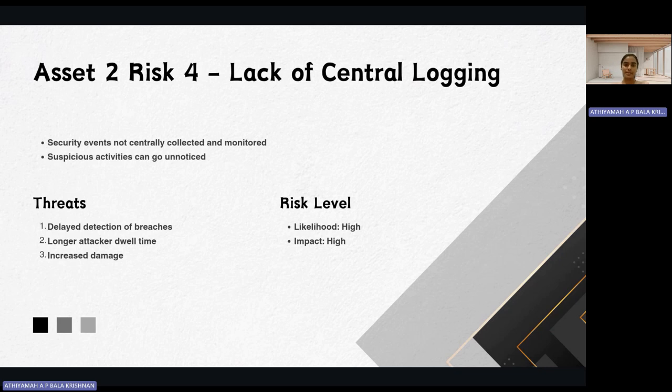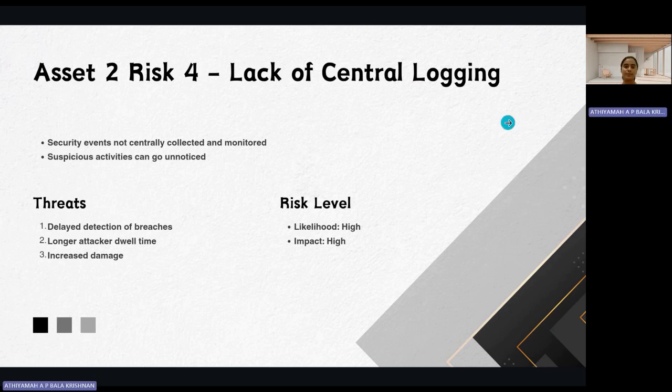The likelihood of this risk is high because many organizations do not have a major logging process in place. The impact is also high because late detection often leads to much larger breaches and higher recovery costs.